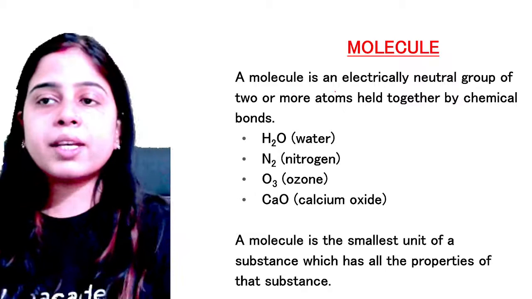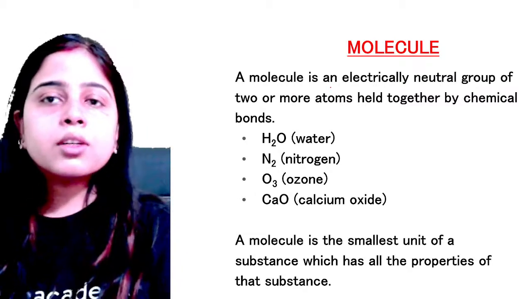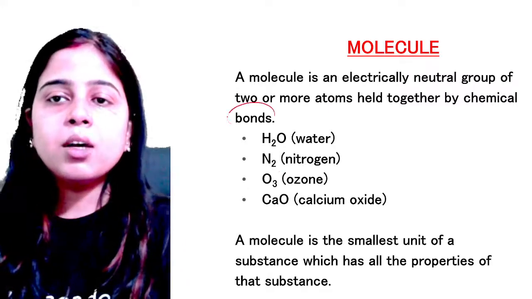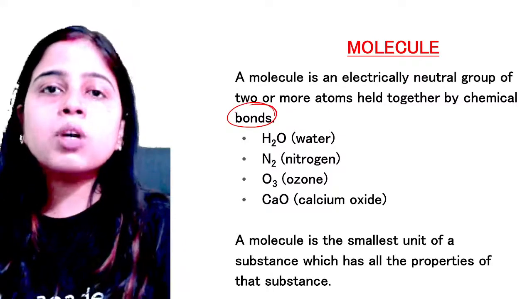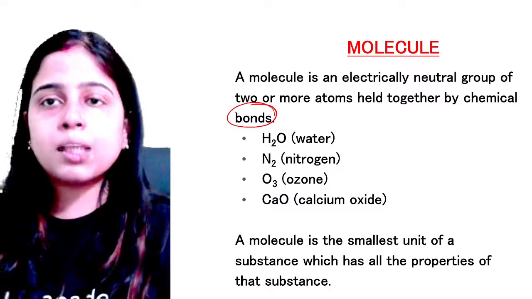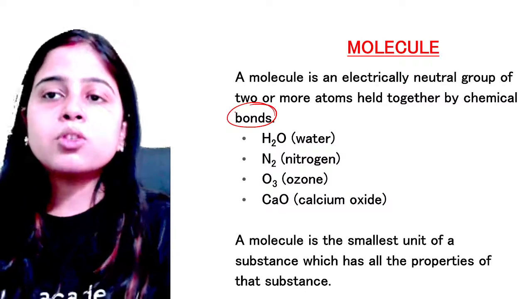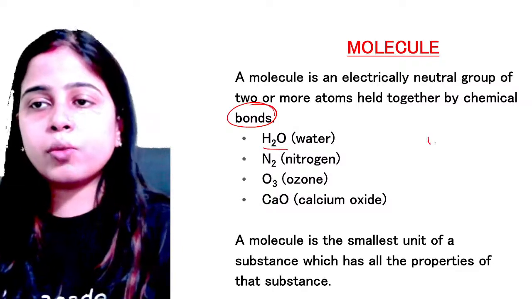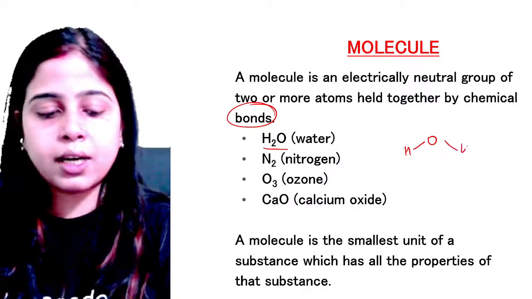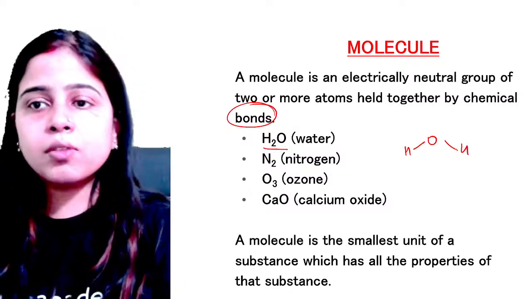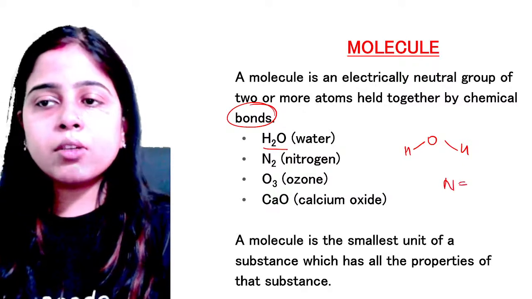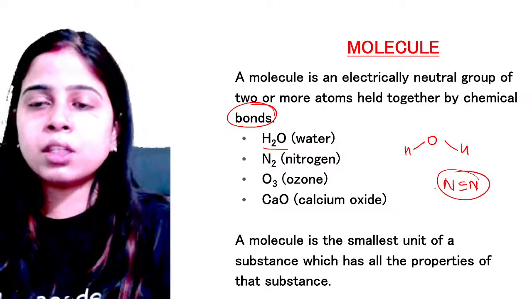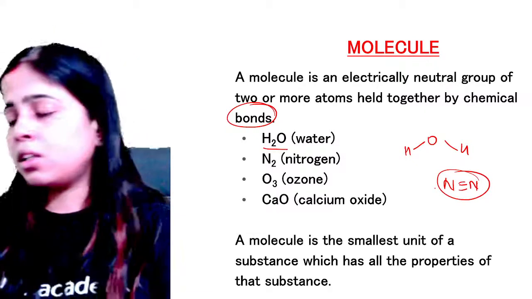So a molecule is basically a neutral group where two or more atoms are held together by a chemical bond. If you combine two or more atoms together using a chemical bond, let's say a covalent bond, a molecule is formed. For example, in a water molecule, oxygen is combined with two hydrogen. If you see the molecule for nitrogen, two atoms of nitrogen are combining together to form a molecule of nitrogen.